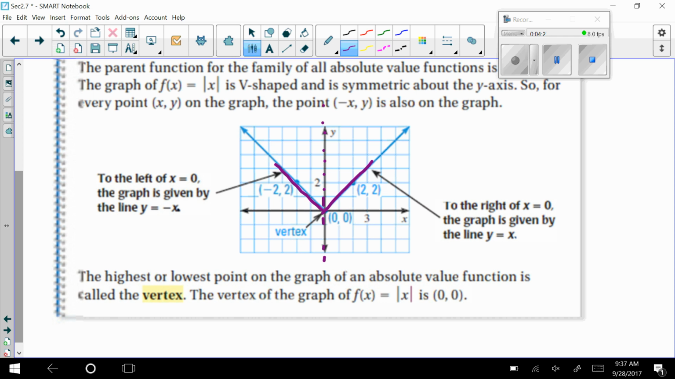Looking at our graph, we see a vertex point, and the vertex is either the highest or the lowest point on a graph. In this case, we have the lowest point of our parent function for absolute value at 0, 0. So with our parent function, the vertex is going to be a minimum, and the vertex of the function f of x equals the absolute value of x is 0, 0.